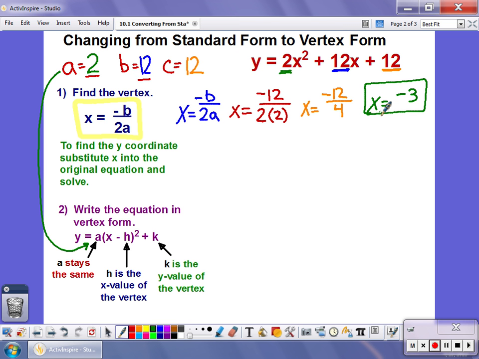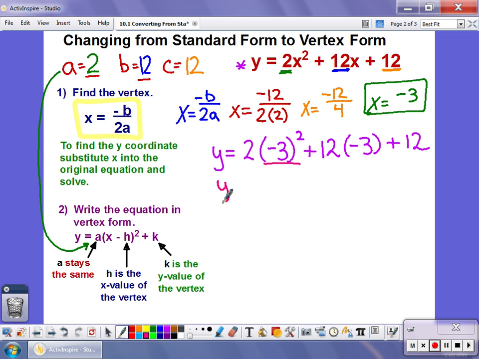What I need to do now is find the y value of my vertex. And the way I find the y value is I'm going to go back to this equation, and I'm going to plug everything in for x. That'll tell me what y equals, because y equals 2 times x squared. x was a negative 3. Okay, plus 12 times x, and again, x is negative 3, plus 12. So we'll just follow our order of operations and solve this problem. First thing I'm going to do is this exponent. Negative 3 times negative 3 is 9.